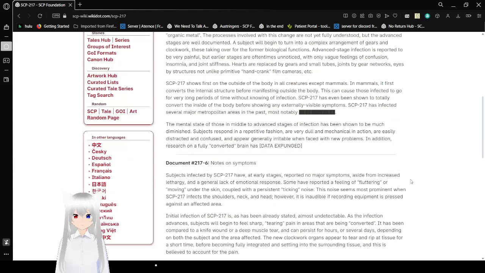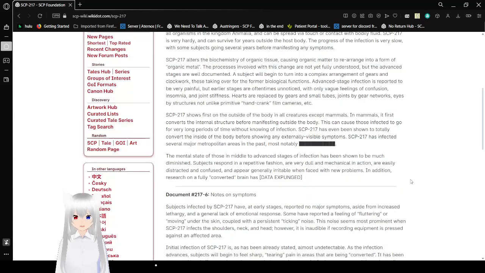SCP-217 alters the biochemistry of organic tissue, causing organic matter to rearrange into a form of organic metal. The processes involved with this change are not yet fully understood, but the advanced stages are well documented. A subject will begin to turn into a complex arrangement of gears and clockwork, these taking over the former biological functions. Advanced stage infection is reported to be very painful, but earlier stages are oftentimes unnoticed, with only vague feelings of confusion, insomnia, and joint stiffness. Hearts are replaced by gears and small tubes, joints by gear networks, eyes by structures not unlike primitive hand crank film cameras, etc.